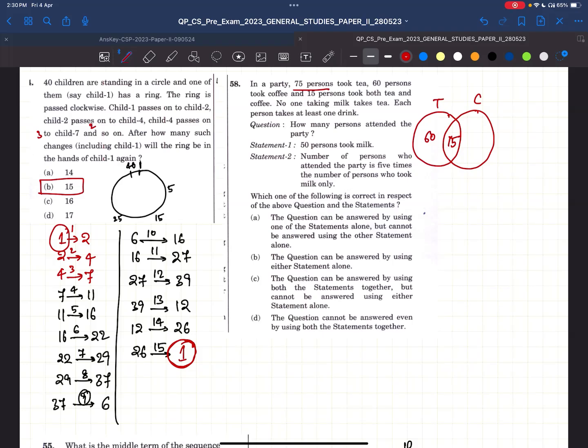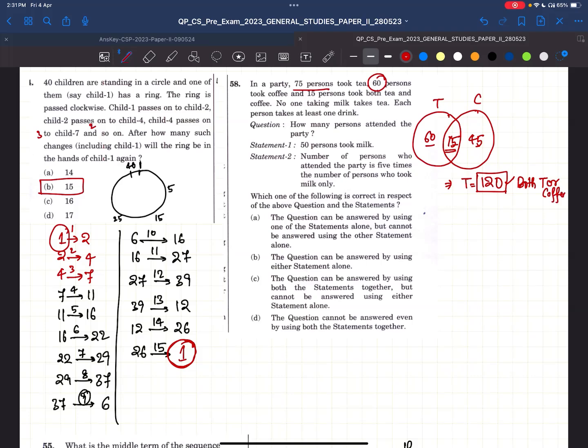Okay. Now 60% are drinking coffee. Already 15 is taken here. The remaining is 45. What is the total number of people who are taking tea and coffee? It is 60 plus 15 plus 45, which is 120. Right? This 120 is both tea or coffee.